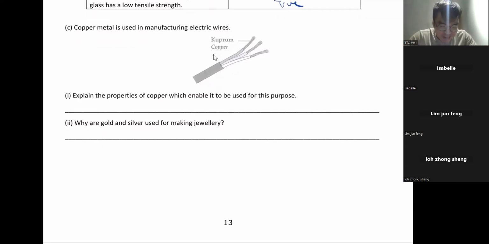Okay, so explain the properties of copper which enable it to be used for this purpose. Why do we use copper as wire? Yes, it is a good conductor of electricity.